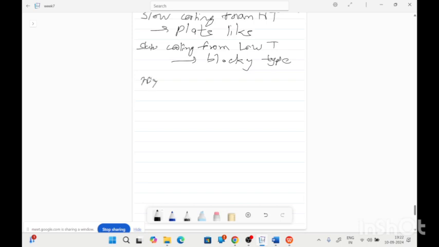So at high temperature, an acicular shape is obtained, and for low temperature, equiaxed particles are achieved.